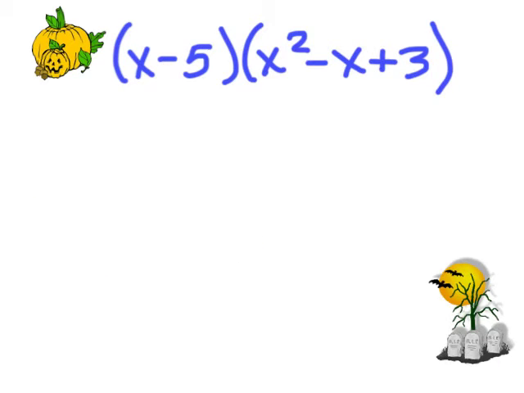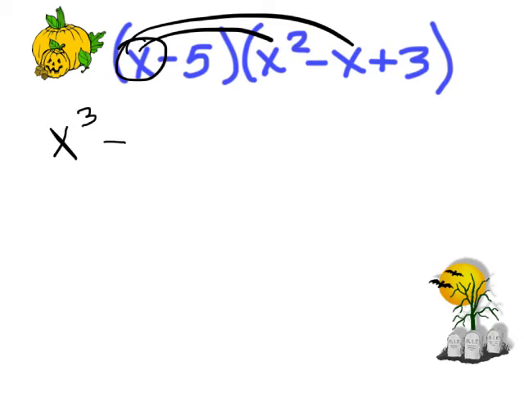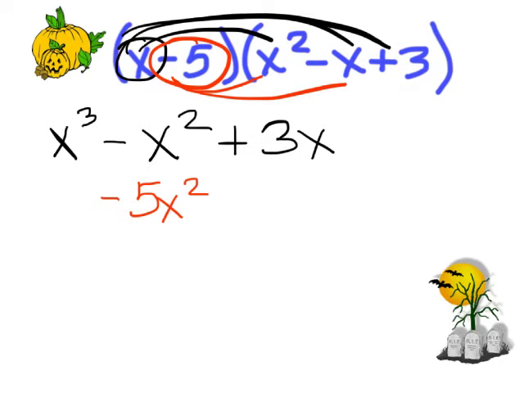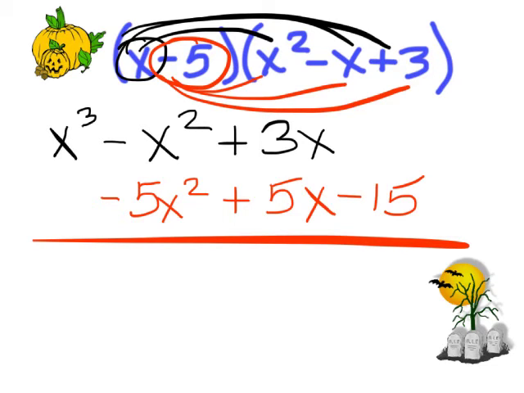Example number 4. Start with the x and do x times x squared, which is x to the third, and then x times minus x, which is minus x squared, and then x times plus 3 is plus 3x. Go to the minus 5, include the sign in front of it. Minus 5 times x squared is minus 5x squared. And then minus 5 times minus x is plus 5x. Minus 5 times 3 is minus 15.